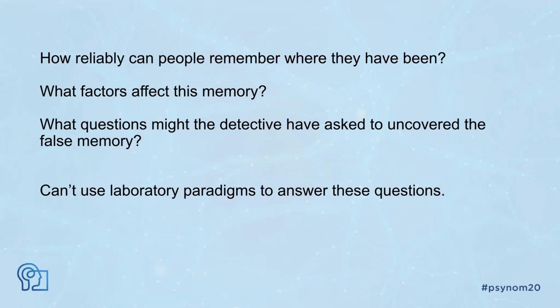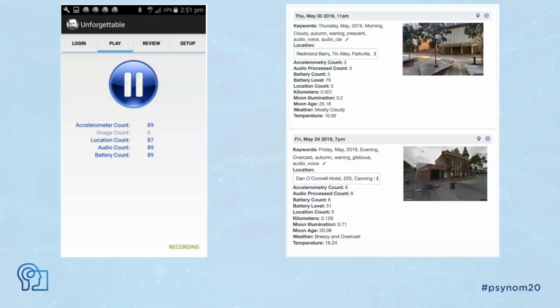Now, these kinds of questions we really can't use the laboratory to answer because it's quite critical that we be talking about people's real lives, about real locations that they've been in and so forth in order to be able to answer these questions. So what we did is we went about trying to establish these by actually tracking people using a smartphone. So we used the Unforgettable app, which you can see on the left-hand side of this picture. And the app is on 24/7, and it collects a number of streams of data. So it collects accelerometry, audio, battery. It can collect images, and it also collects GPS locations.